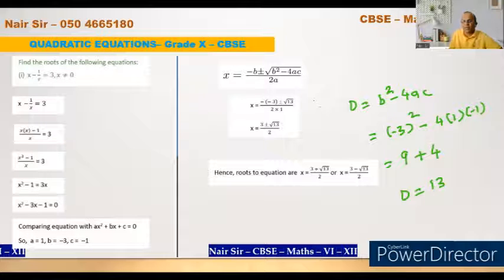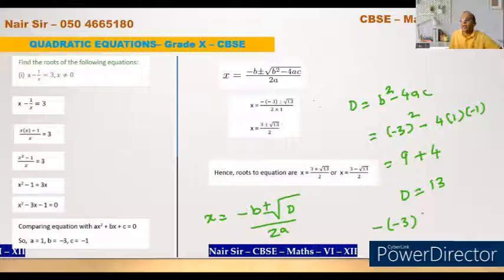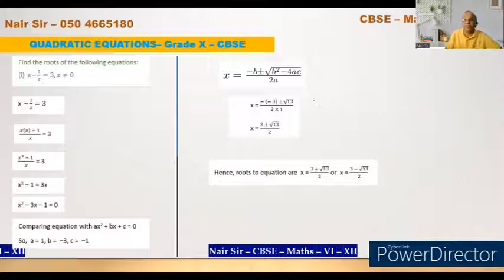I can write the same formula as x is equal to minus b plus minus root d upon 2a. And I'm just going to put the value of b here. So what does it become? Minus of minus 3 plus or minus root 13 upon 2. Got it? Minus minus becomes plus again. So you have to be very watchful whenever you are doing integers. Okay, let's go next.